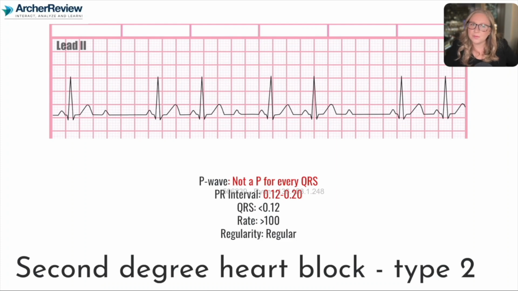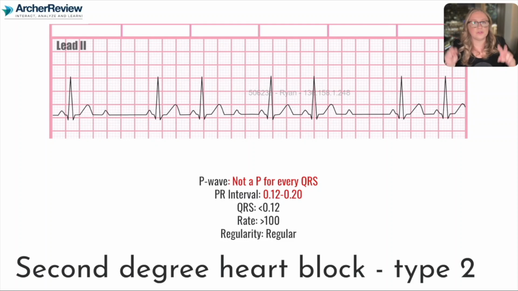So second degree heart block type 2 is a little bit different. This is the only heart block where we do in fact have a normal PR interval. You saw in first degree, we had a prolonged PR interval. In second degree type 1, the PR interval got longer, longer, longer, and then dropped. And in second degree heart block type 2, we have a regular PR interval. The item from our 5-item checklist here that doesn't check off is that we do not have one P wave for every one QRS wave.